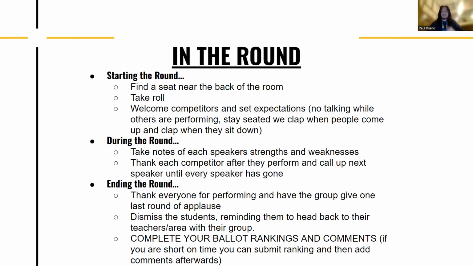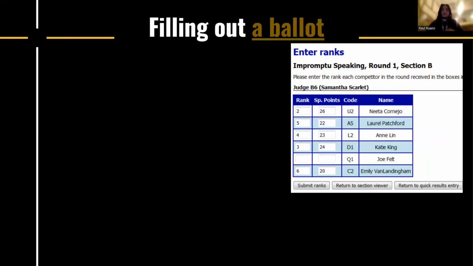Okay, cool. Let's go to the next section, which is filling out a ballot. How do we fill out a ballot, right? Right here, we have an example, a picture of a ballot. As you can see, second place got 26 points. Third place got 24 points. Fourth place got 23 points. Fifth place got 22 points. As you can see, with each rank, you're giving fewer and fewer speaker points.